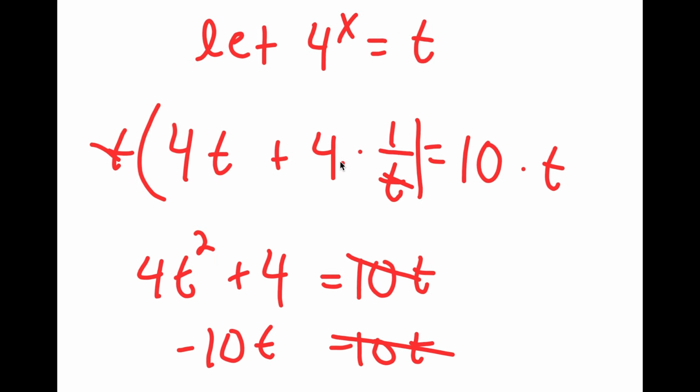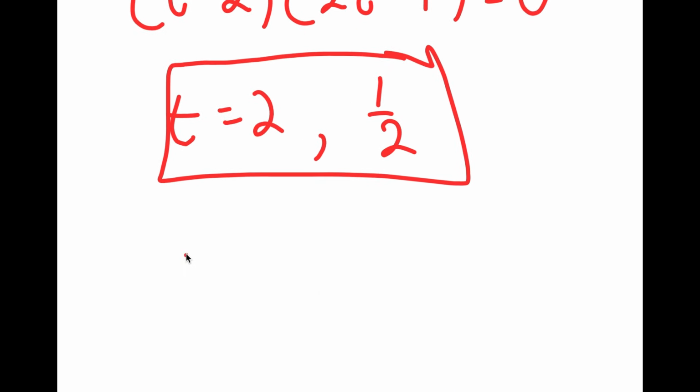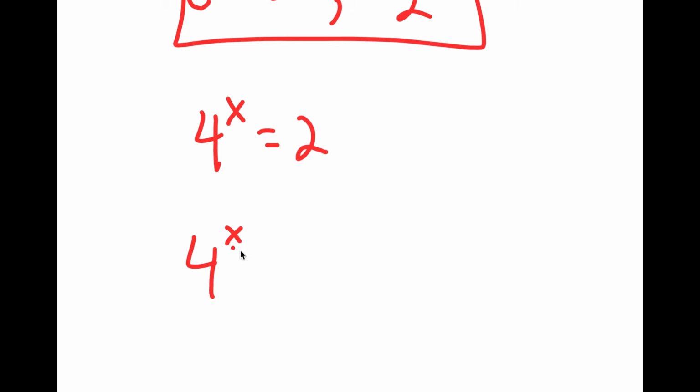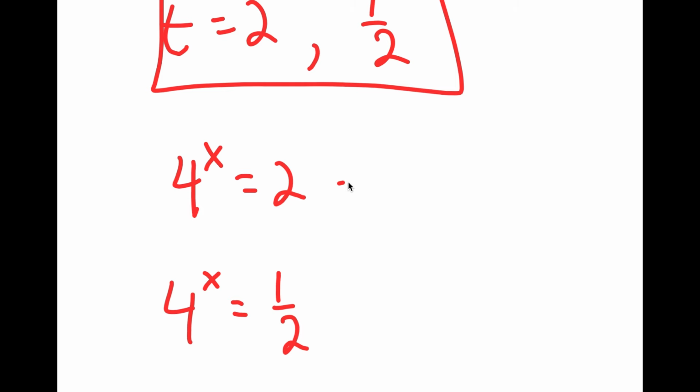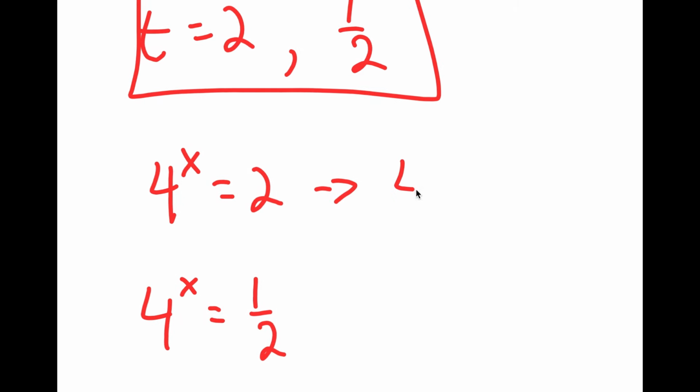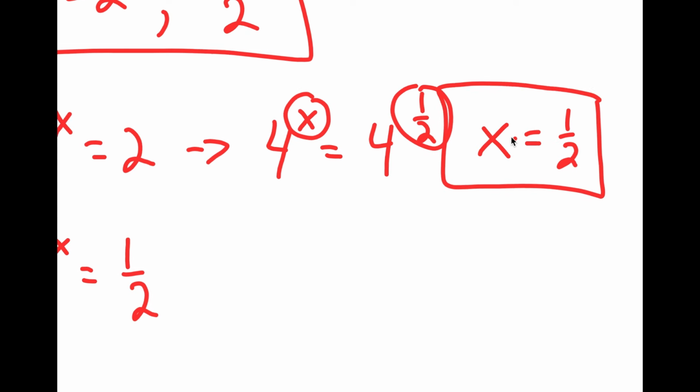So we aren't done yet, because remember how we let 4 to the power of x equal to t, meaning I get two equations. 4 to the power of x equals 2, and 4 to the power of x is equal to 1/2. So for 4 to the power of x equals 2, this is the same thing as 4 to the power of x is equal to 4 to the power of 1/2, because 2 is the same thing as 4 to the power of 1/2, or the square root of 4, meaning these two are equal to each other, and x is equal to 1/2. So that's one solution of x.